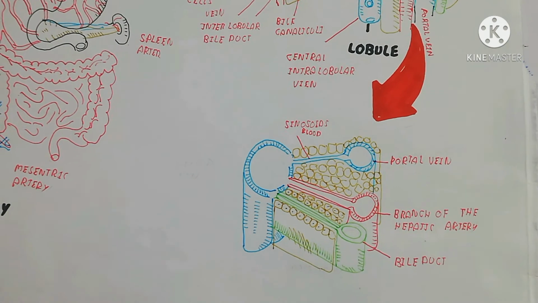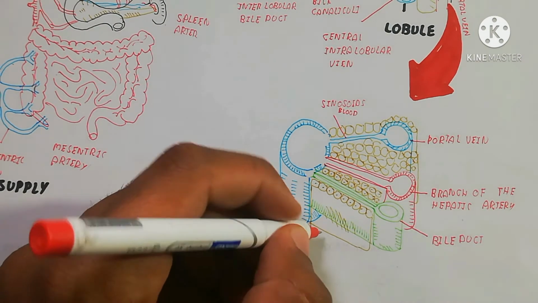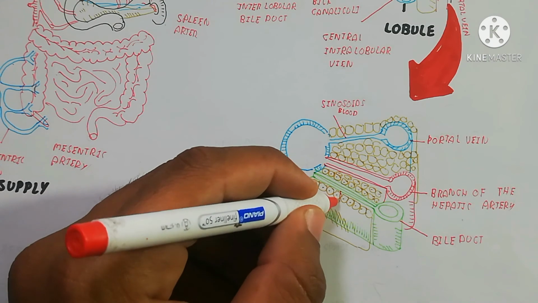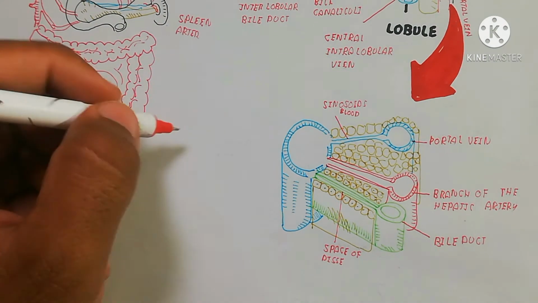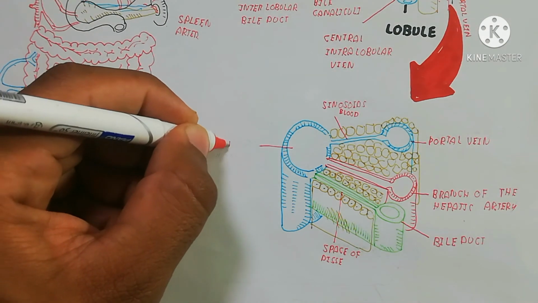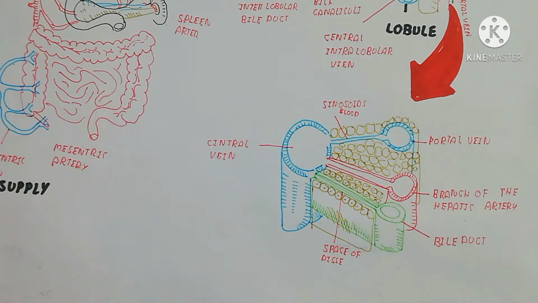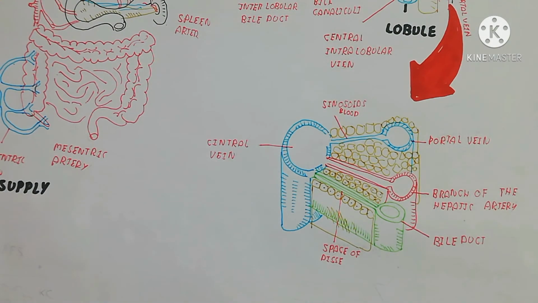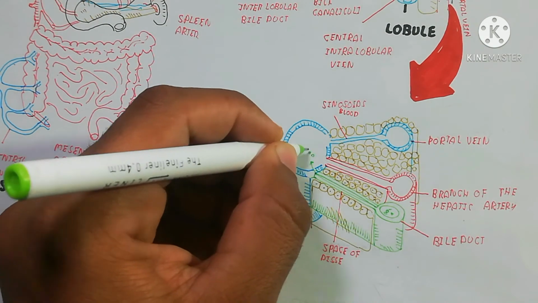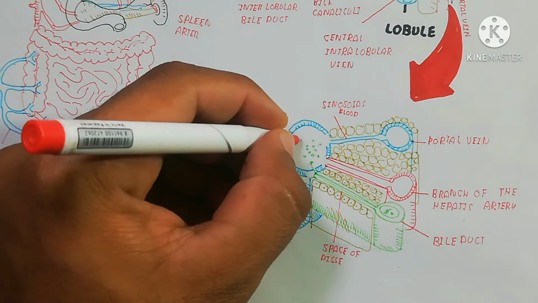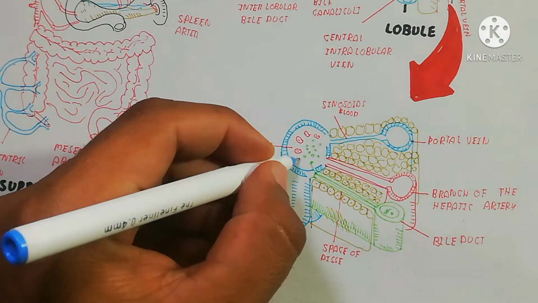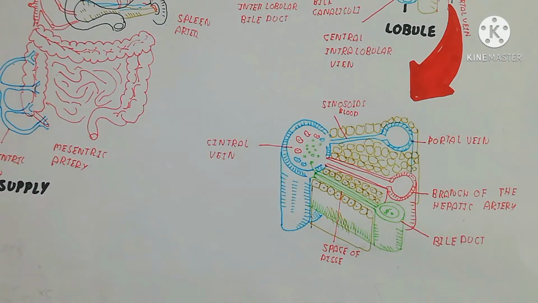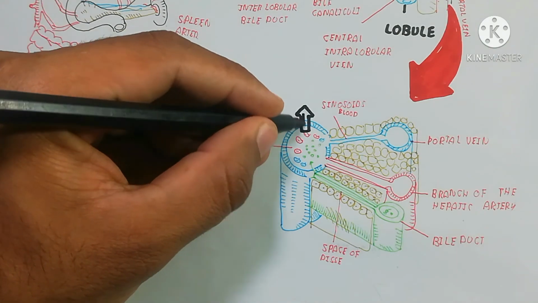So here is the layer of cells known as hepatocytes, and between them there is the sinusoid. The space of Disse is present between the hepatocyte and sinusoid. So what is the sinusoid? Sinusoid is the canal where all the material will go into the central vein.